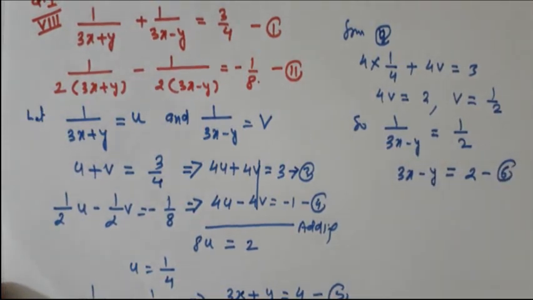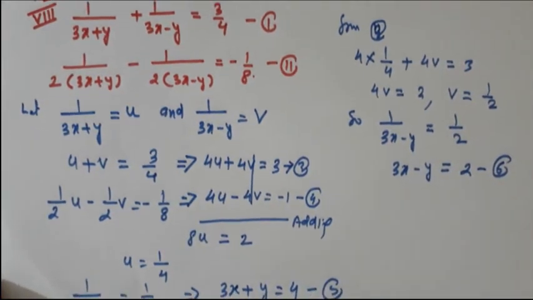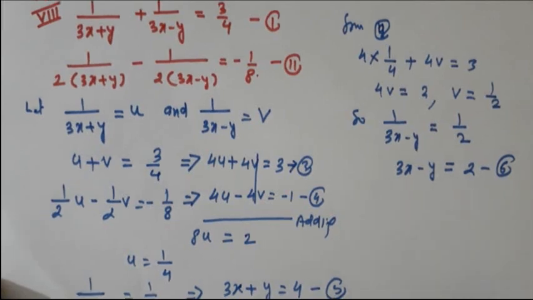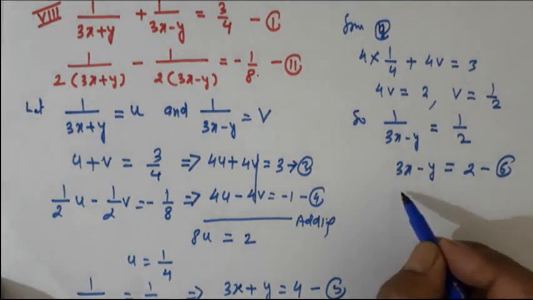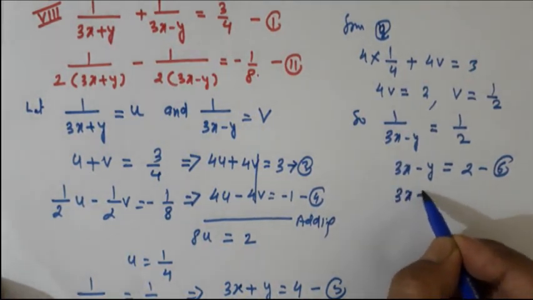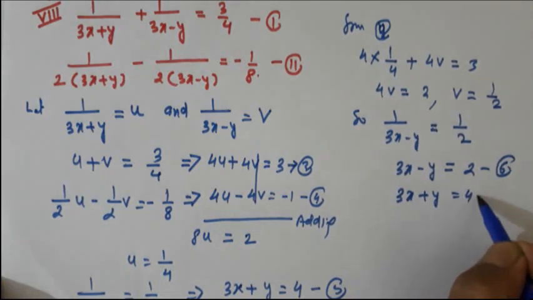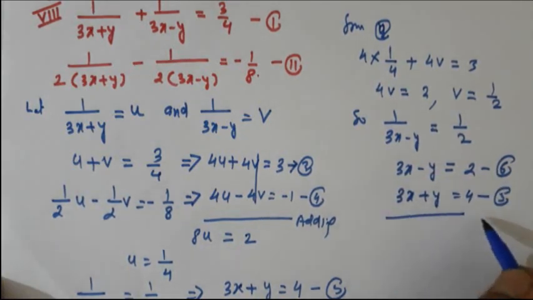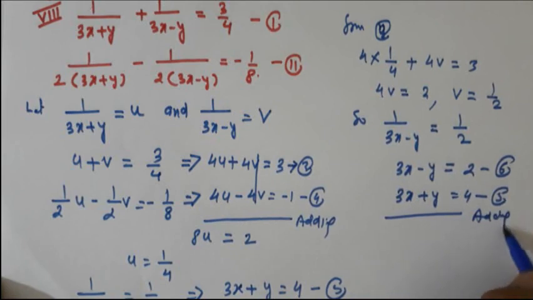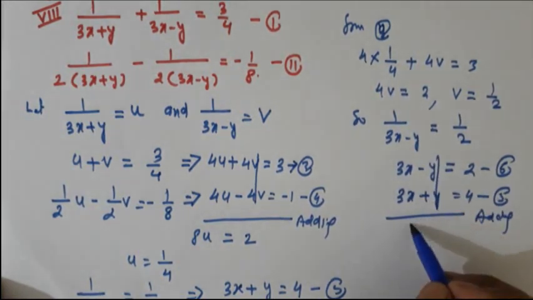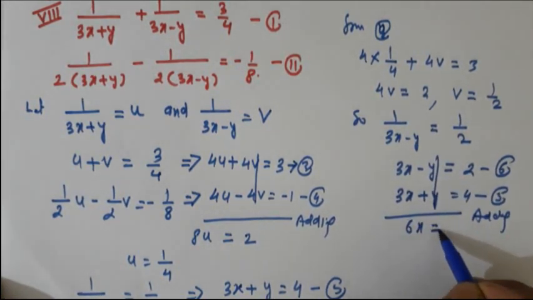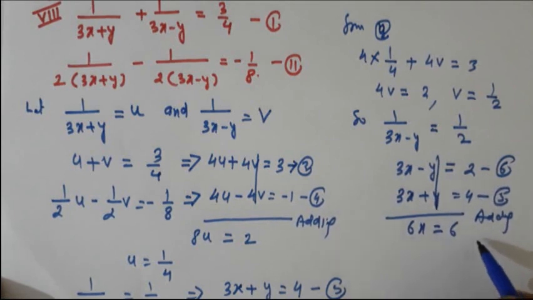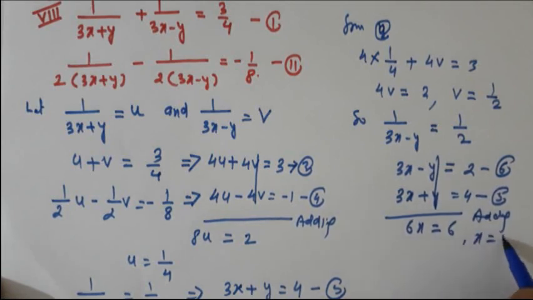So now what to do? With the help of the equation number 5 and 6, we have to find out the value of x and y. बहुत ही सिंपल है. 3x plus y इसी के नीचे ऐसे लिख लीजिए. This is 3x minus y is equal to 2 and 3x plus y is equal to 4, this is equation number 5. y वो वैसे कैंसिल हो रहा है. So right here adding, y cancelled. 6x is equal to 2 and 4, 6. So x is equal to 1.